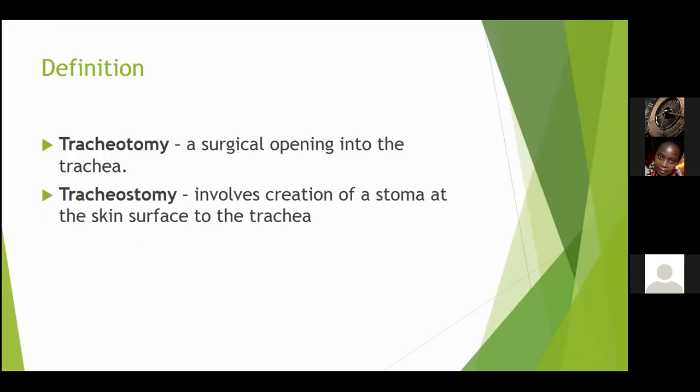So there are two things when we talk about tracheostomy. There's what we call a tracheotomy, and then we have to differentiate that from a tracheostomy. So tracheotomy basically means making a surgical opening into the trachea. It doesn't matter why you're doing it. That means you make an opening and then you close it immediately. So when you open into the trachea surgically, that is tracheotomy.